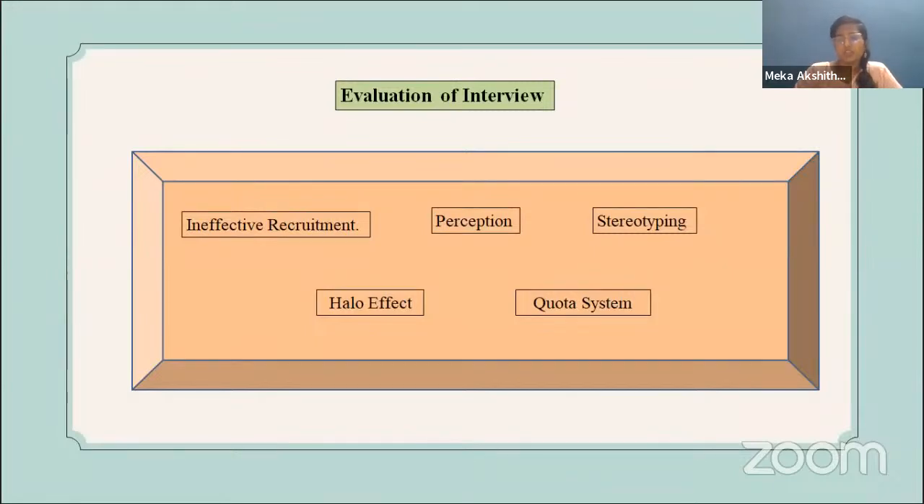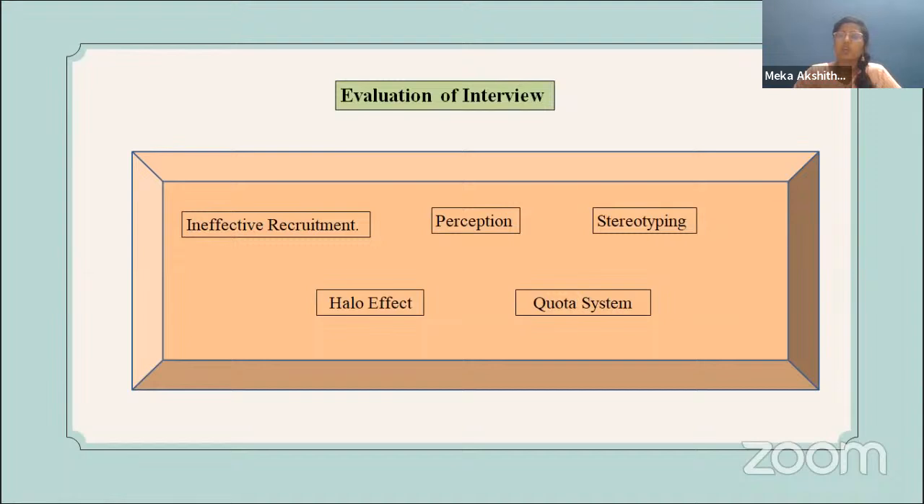Then comes perception, right? The one who is in the place of the interviewer, the one who would be taking the interview, should always have good perceptual ability. For example, if the candidate gives some answer and the interviewer evaluates it in another manner, I think there is a perception difference, right?